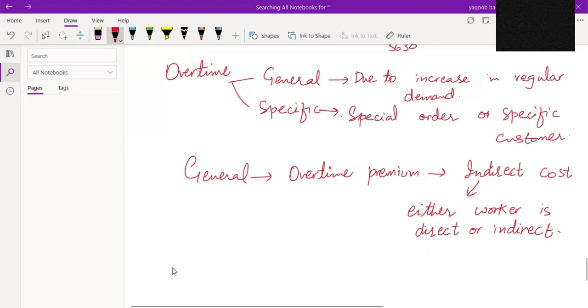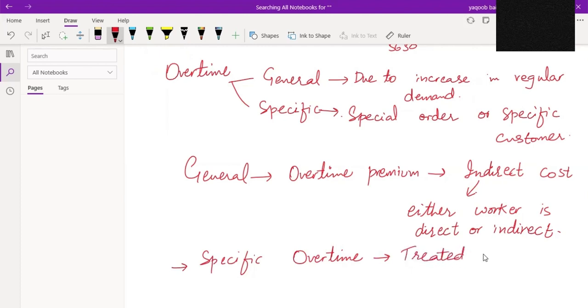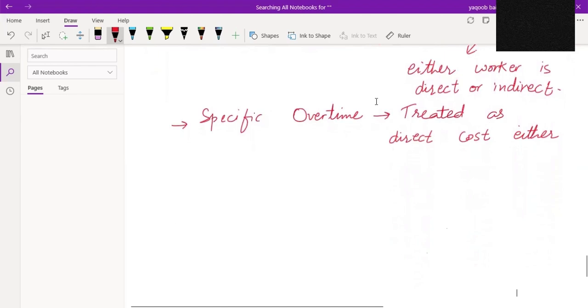Next, for specific overtime premium, we will pay a premium which is treated as direct cost, whether the worker is direct or indirect. So don't forget this.